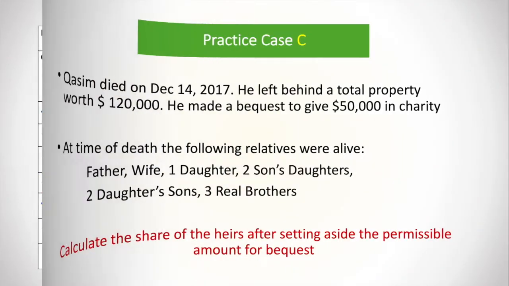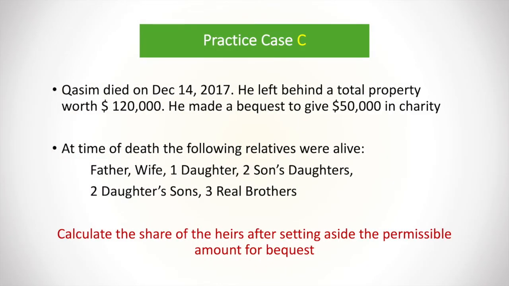Let's move on to the next one. Qasim died on December 14, 2017. He left behind a total property worth $120,000. He made a bequest, a will, to give $50,000 in charity. At the time of his death, these are the relatives who were alive: father, wife, 1 daughter, 2 sons' daughters, 2 daughters' sons, and 3 real brothers.